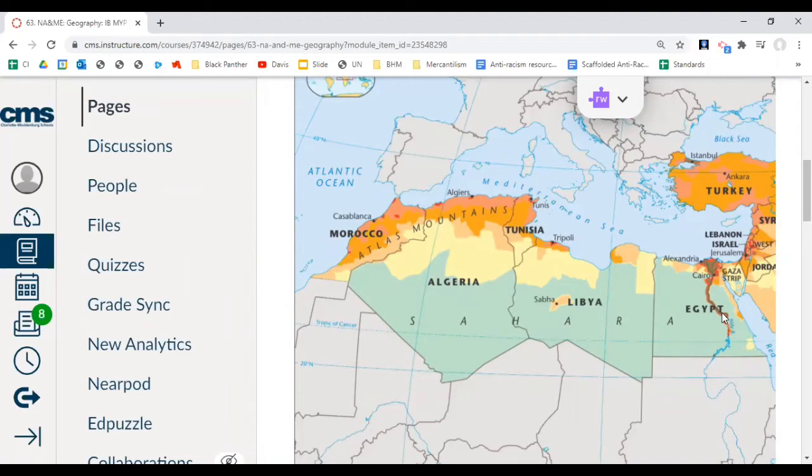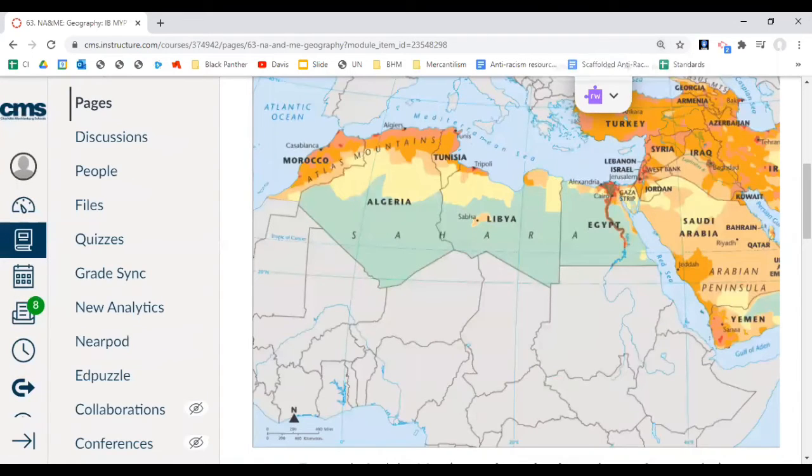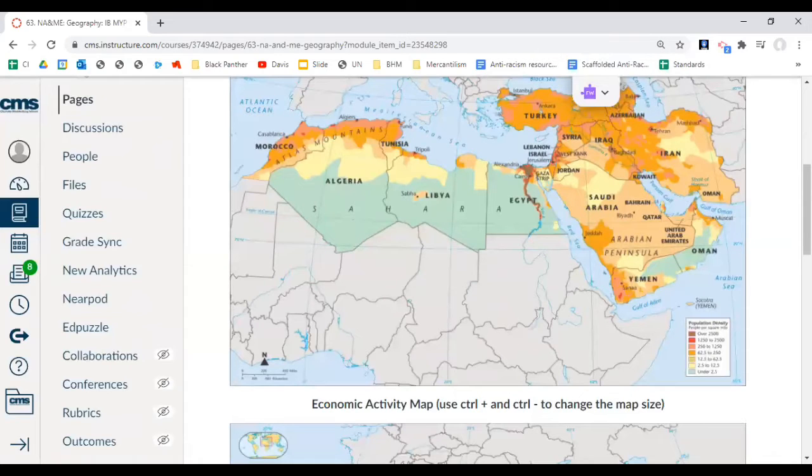But I like you saying Egypt because the rest of this area is green, right? Nobody lives there. Why does nobody live there? What is this region? What are we looking at here? It's dry as the desert, Sahara Desert. Okay, people aren't gonna live there. All right, good. Move on to the next.